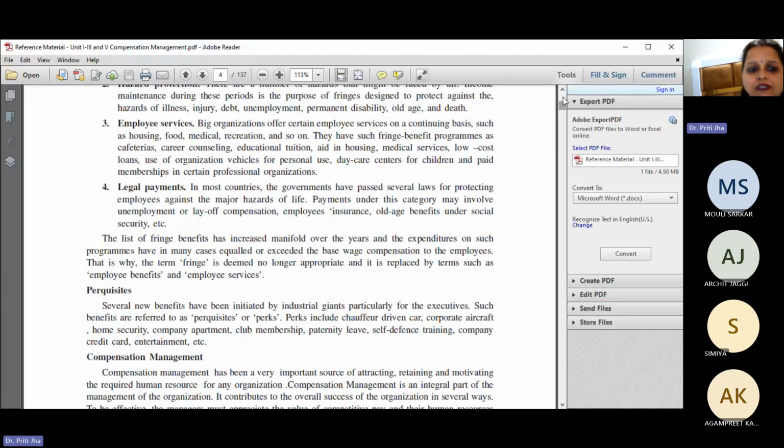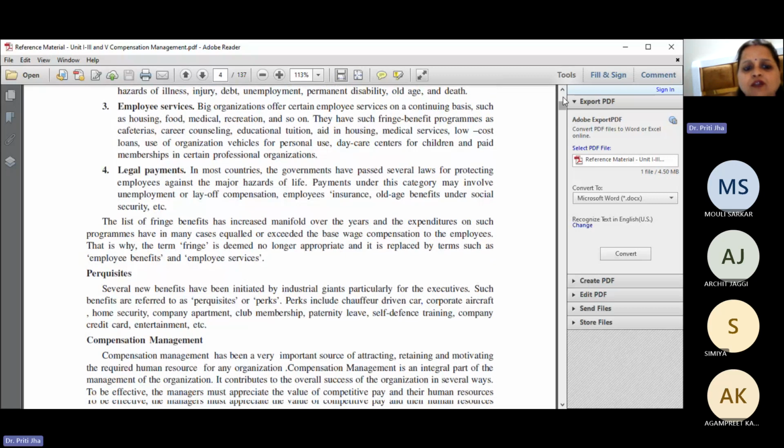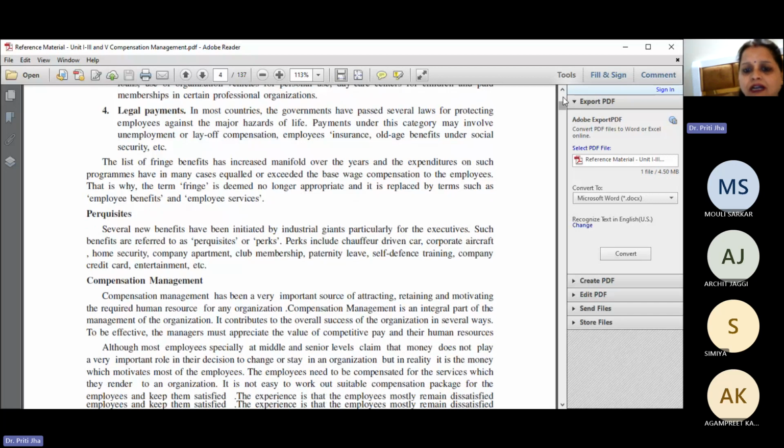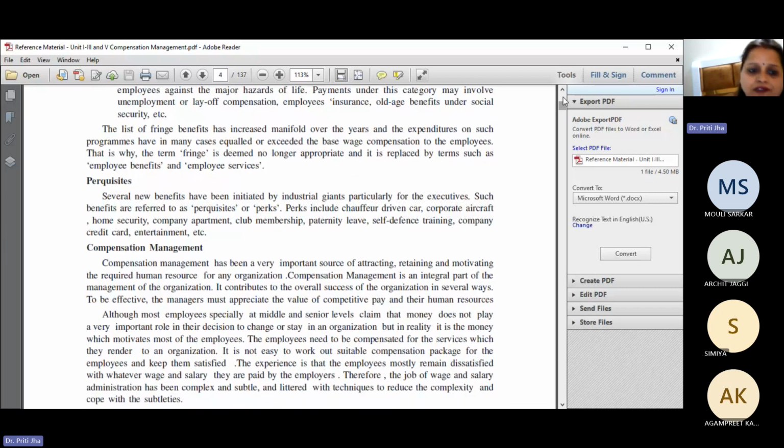Now we come to perks. It is called perquisites. Several new benefits have been initiated by industrial giants, particularly for the executives. Such benefits are referred to as perquisites or perks. It includes chauffeur-driven car, corporate aircraft, home security, company apartment, club membership, paternity leave, self-defense training, company credit card, entertainment, etc.